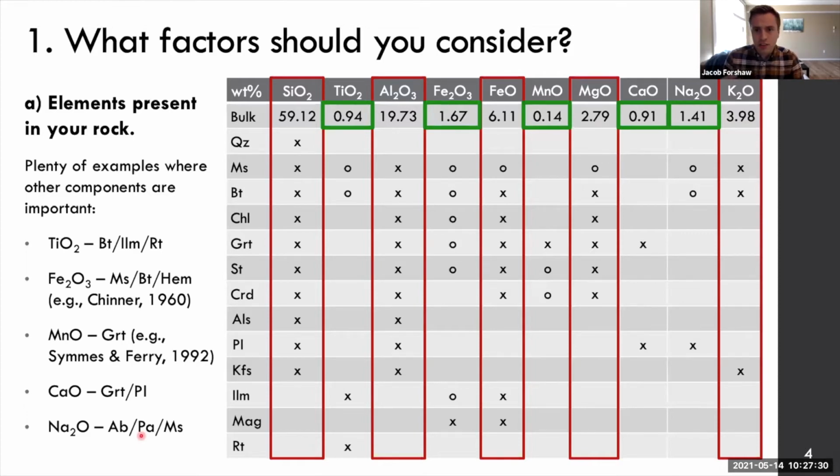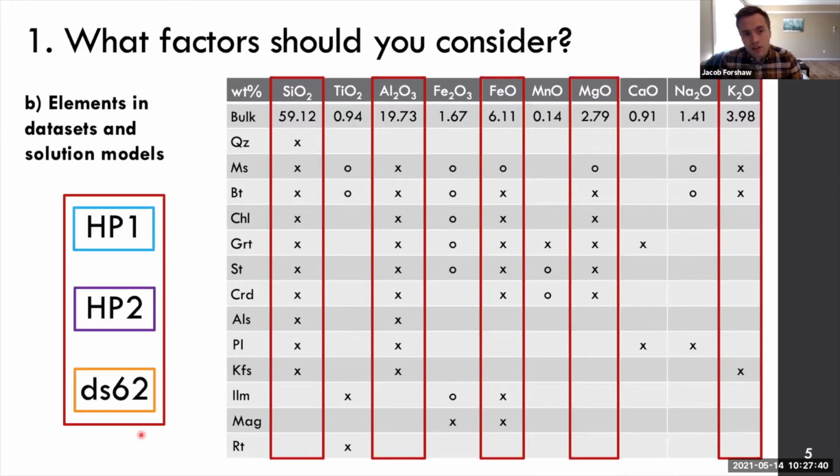And so firstly, when you're deciding what chemical system to use, look at your bulk composition and have a look at what elements are there. The second thing that you probably need to consider is what elements are available in the data sets and solution models. You may have all of these elements present in your whole rock, but there are also limitations to what we can do in terms of the data sets and the solution models.